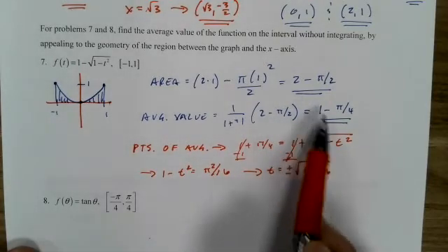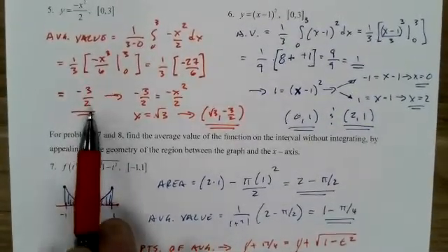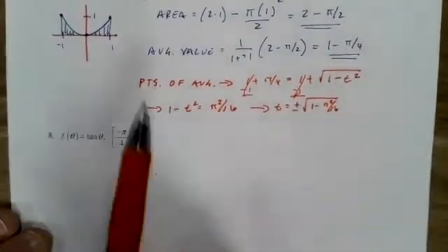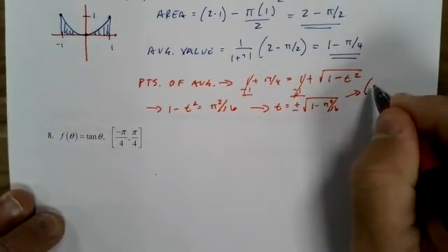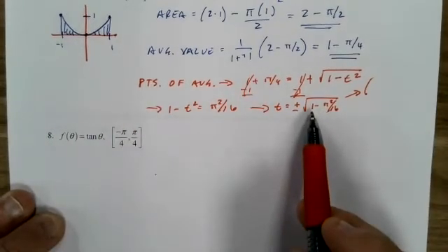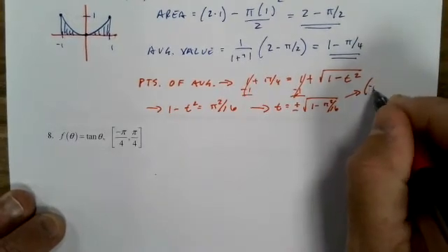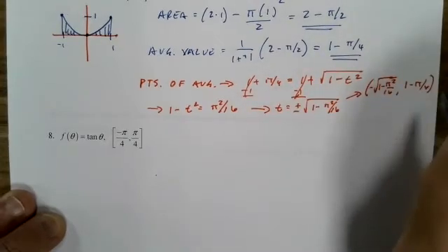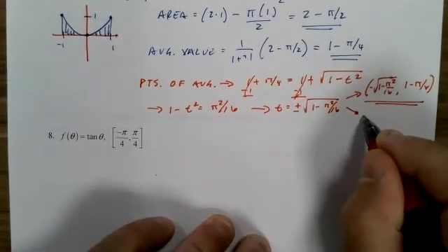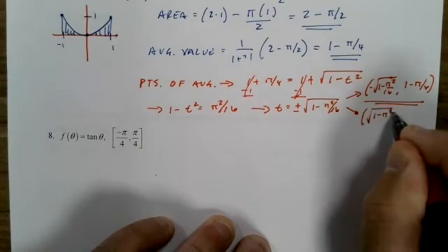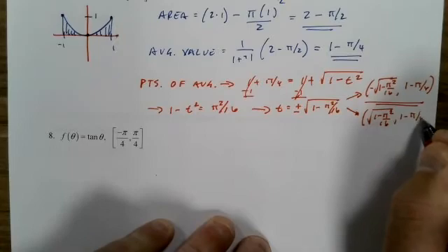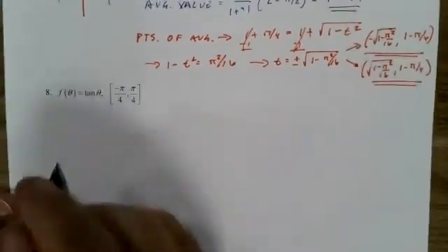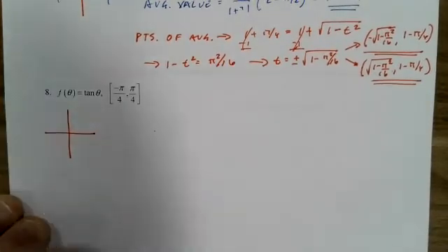So now we know the average value is actually 1 minus pi over 4. If we look up here, notice we found the negative 3/2 as the average value. That's where it hits on the y, duh. So knowing this, our 2 points are: is this in the interval? Yes, it is. Negative square root of 1 minus pi squared over 16, comma, 1 minus pi over 4. That's 1 point. And the positive one, complicated stuff. All right, here we go. Tangent of theta, negative pi over 4 to 4.